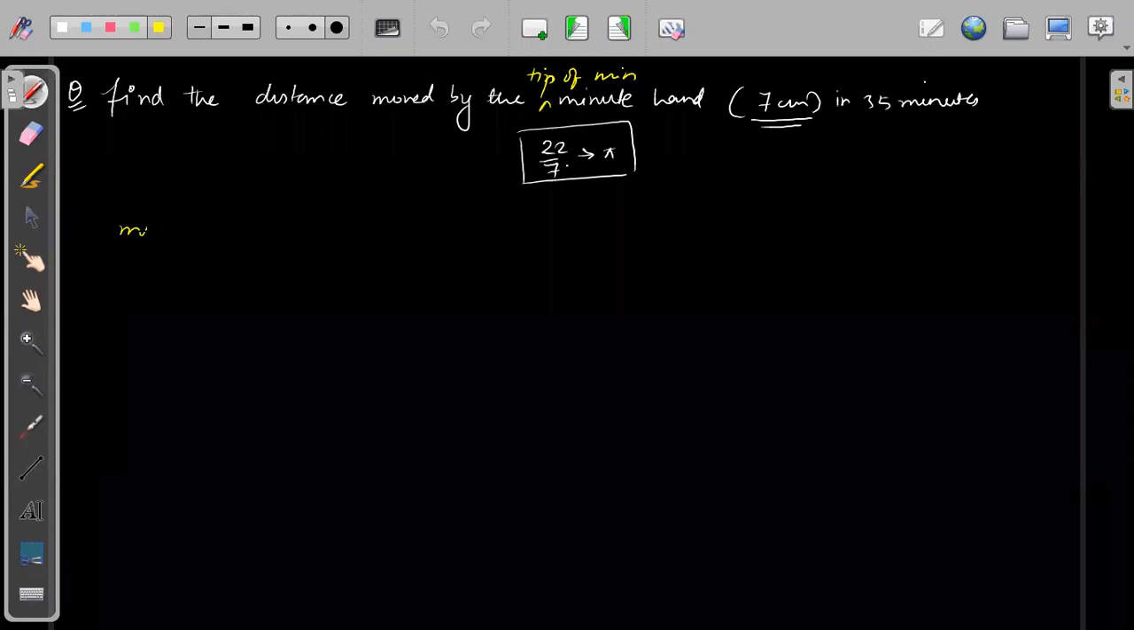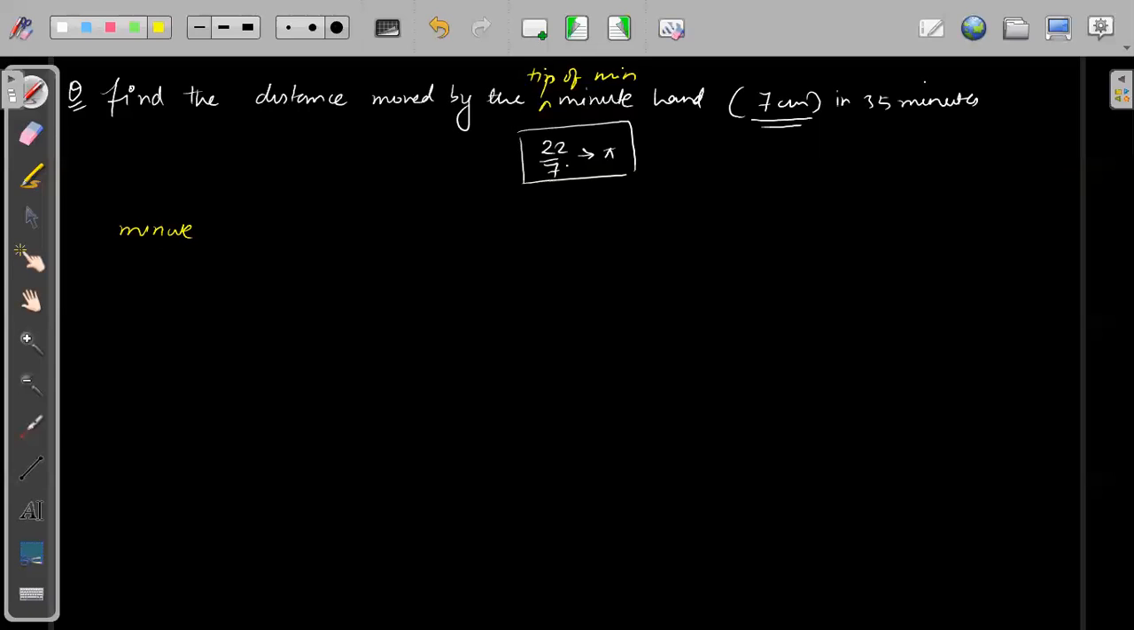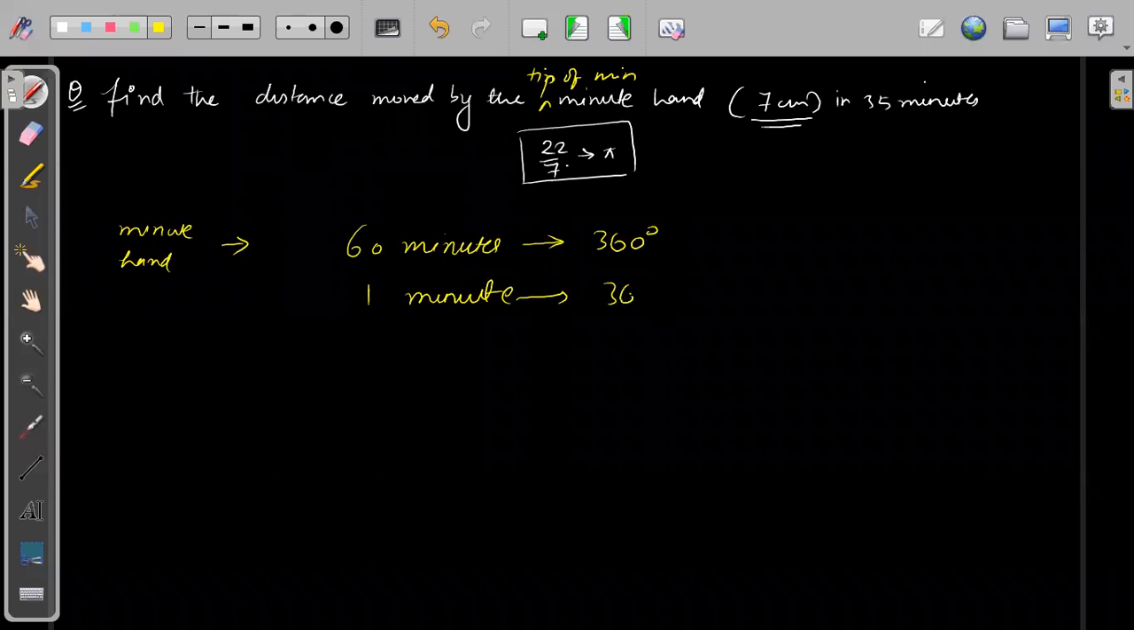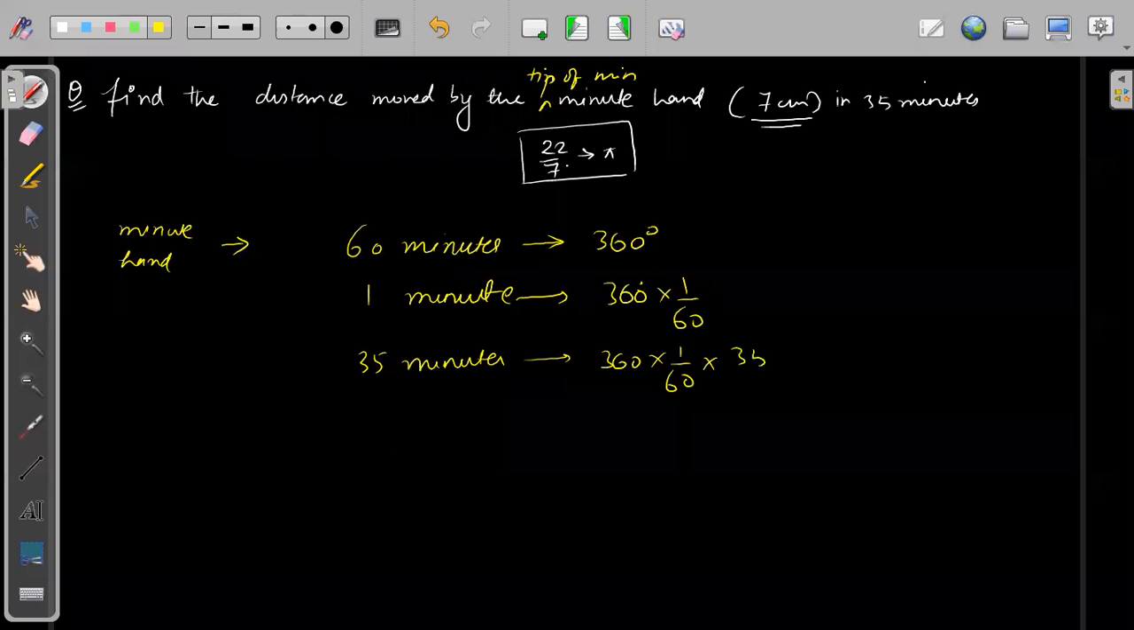So 35 minutes. For the minute hand, what we have done is, in 60 minutes it is revolving 360 degrees, right? So in 1 minute it will revolve 360 degrees into 1 by 60. So in 35 minutes, it will revolve 360 into 1 by 60 into 35, right? So this is the angle in degrees.